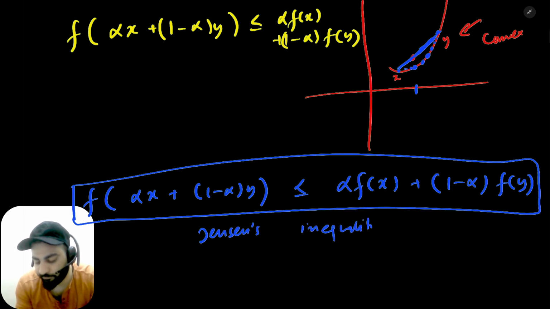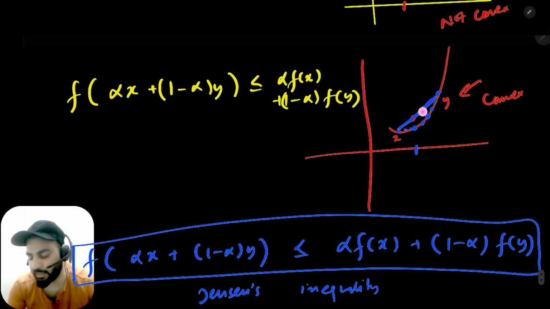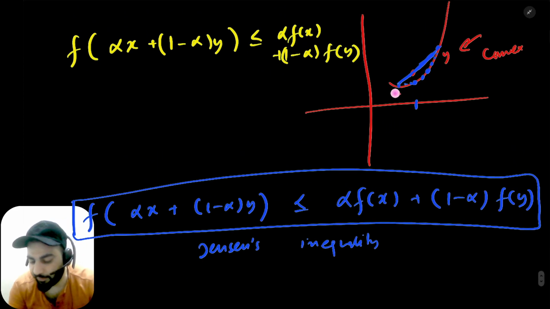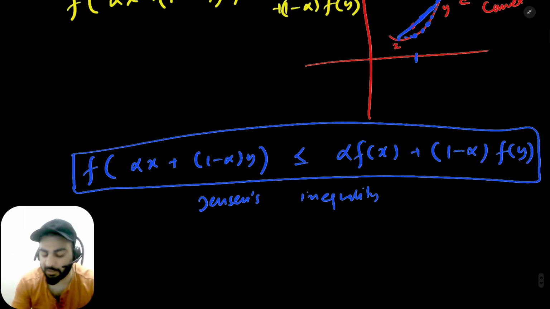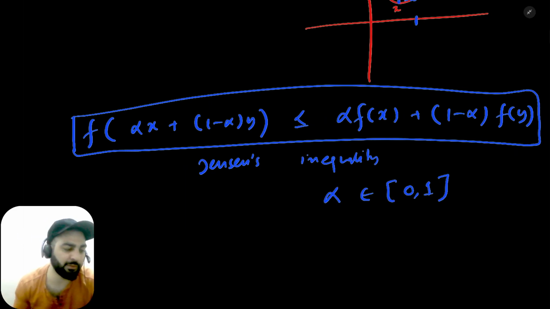Okay, so such functions we call convex functions. If you see it over here, this line's value is always greater than this function's value. So this is the function, and these values should always be less than or equal to the values over there. Is it clear? But here alpha should belong to 0 comma 1. The value should be within this.